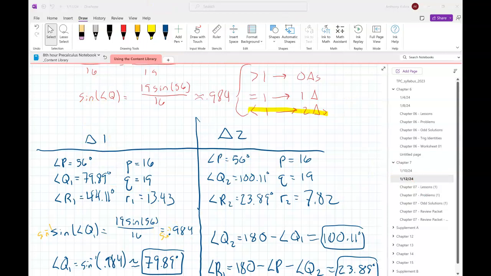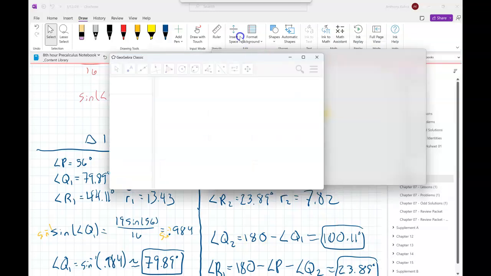To just give you an idea of what's going on here, let's look at a little picture and I'll show you how these two triangles exist. Sound okay there?